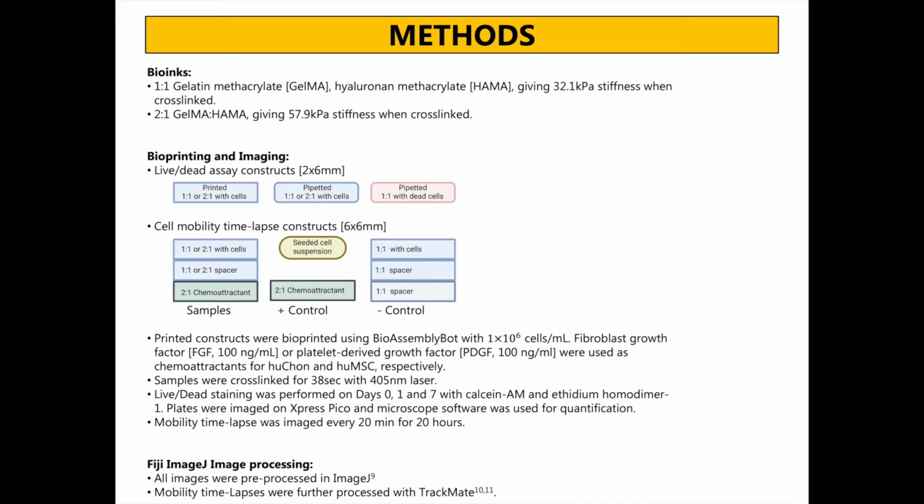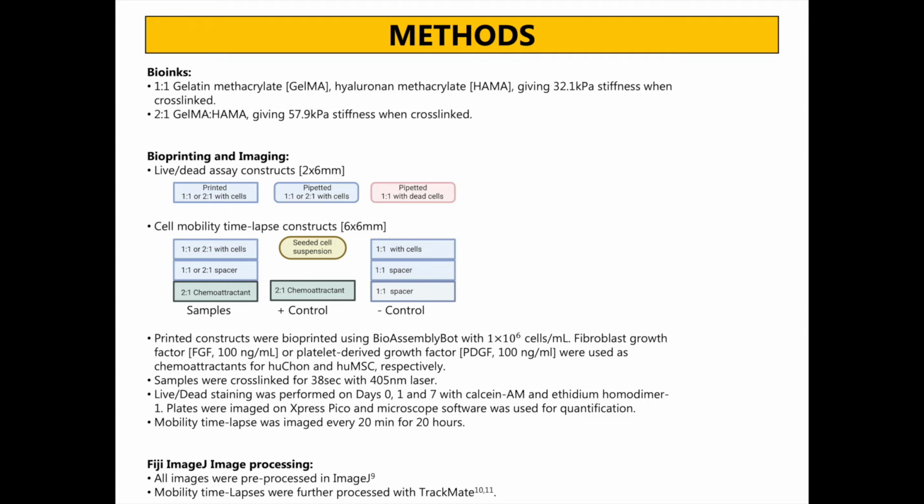The first zone contains the cells. The second zone is the spacer, and the final zone contains chemoattractant, which is the fibroblast growth factor for chondrocytes and the platelet-derived growth factor for MSCs. The second construct that we used was the positive control construct, which had the seeded cell suspension at the same concentration and printed chemoattractant section. Finally, we had a negative control construct, which has the section with the cells and double spacer. So no chemoattractant is present in this construct.